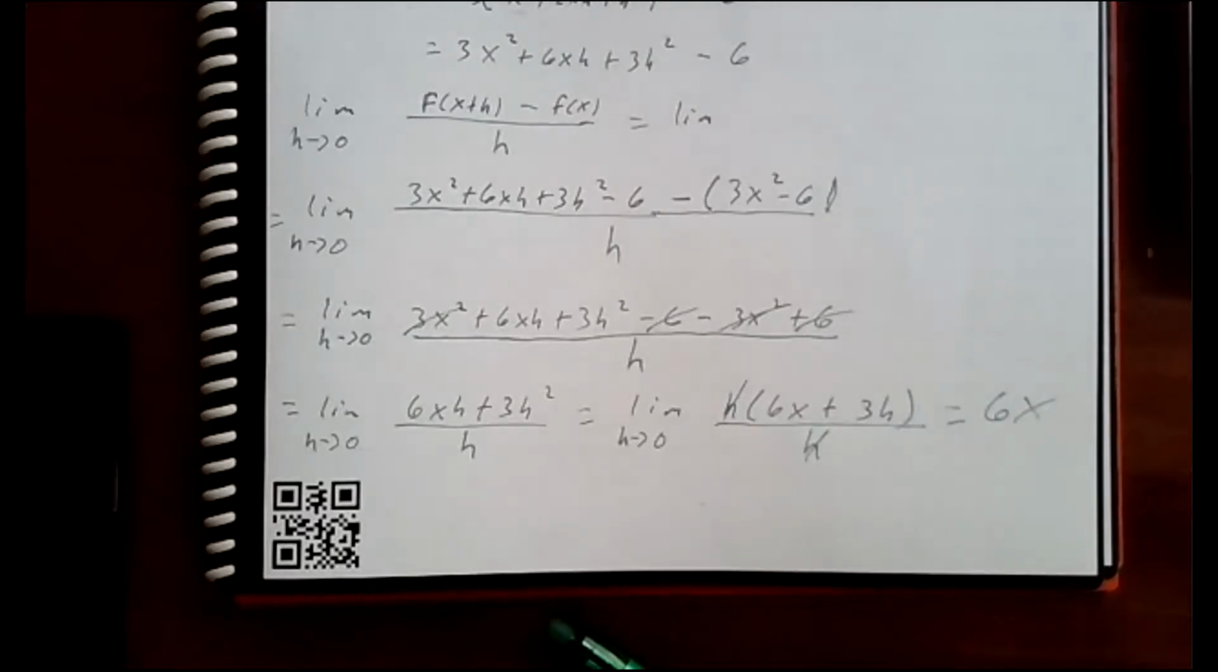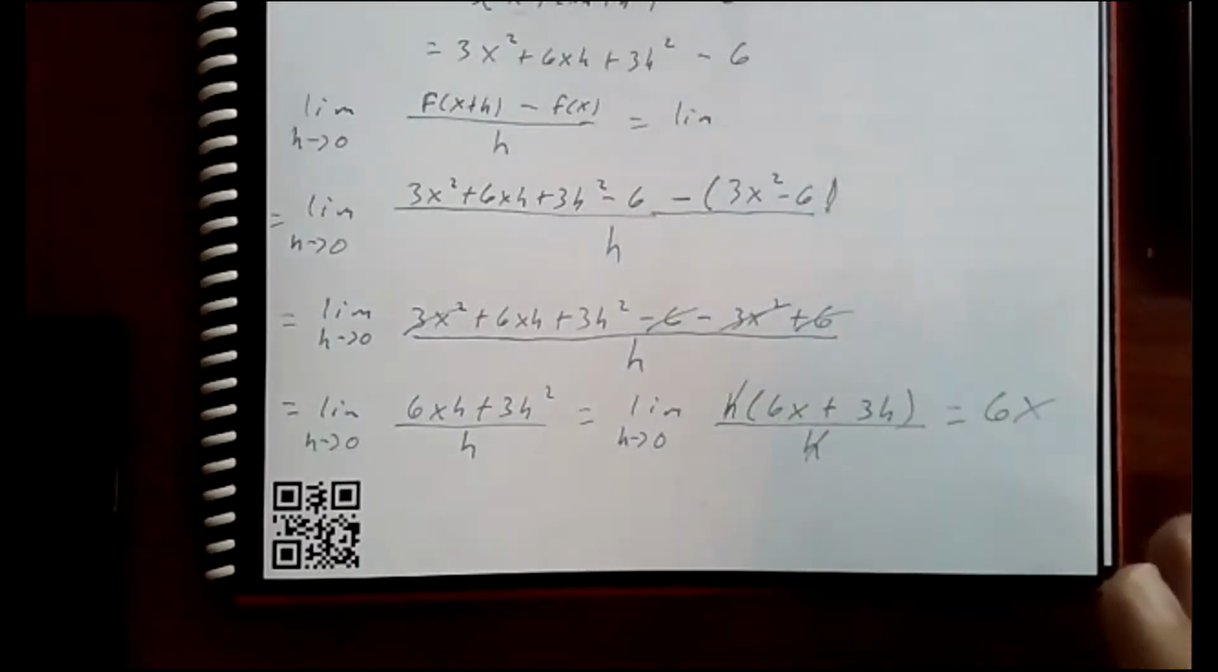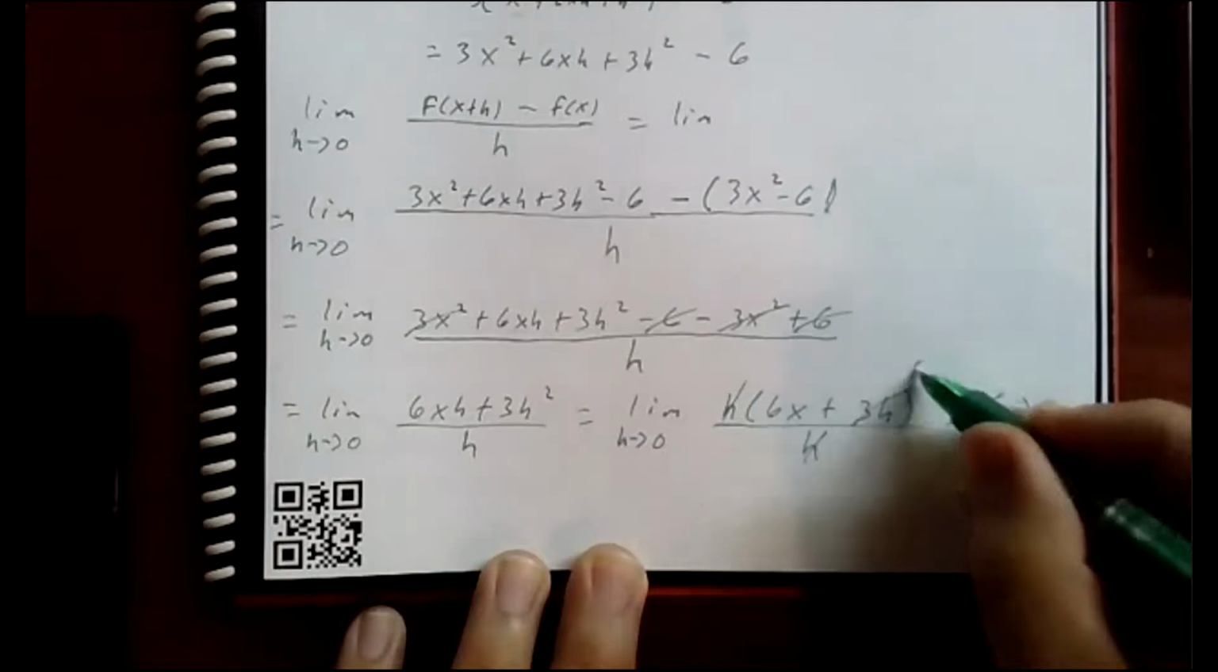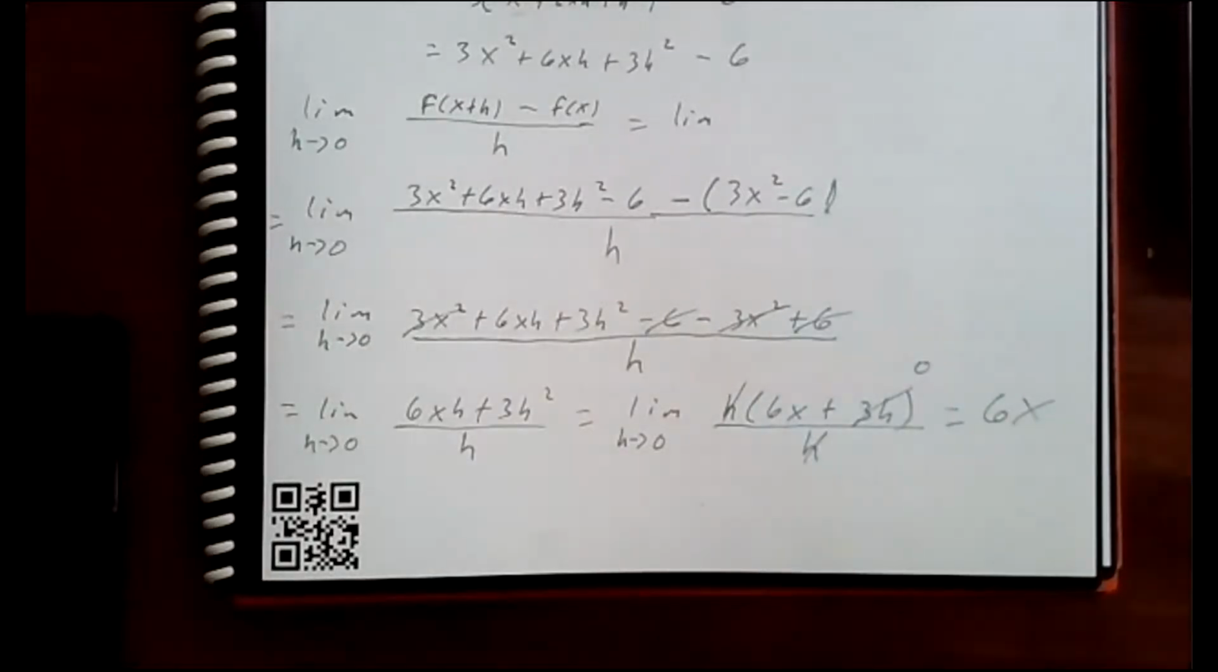I'm kind of lost on the very last step. What happened to the 3h? Because I see where 6x came from, but... Oh, yeah, you just take the limit as h goes to 0. When you take the limit, you plug in the 0, right? Oh, okay, because it's approaching 0.